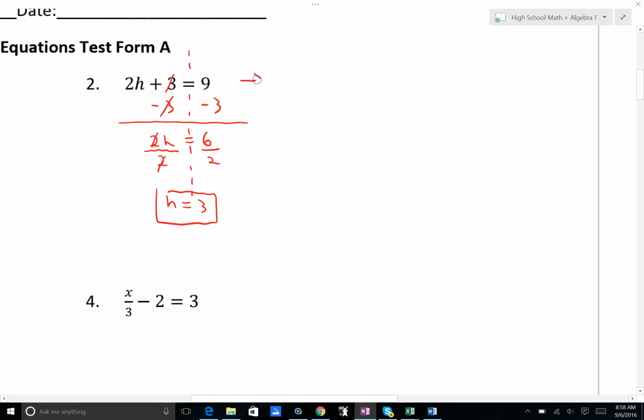We will substitute to verify. Instead of h, we're substituting 3. Plus 3 is 9. From this statement to this statement, in place of h, we have substituted 3 because we believe h is equal to 3. Well, 2 times 3 is 6, plus 3, that's 9. 9 is equal to 9. This is a true statement. Since this statement is true, we know h equals 3 is a solution.